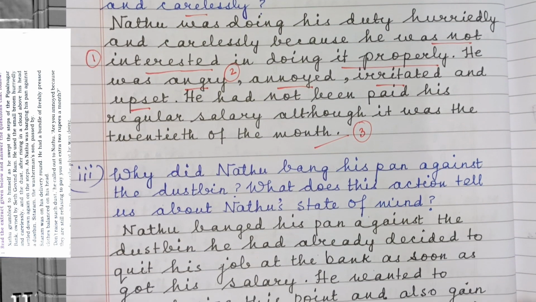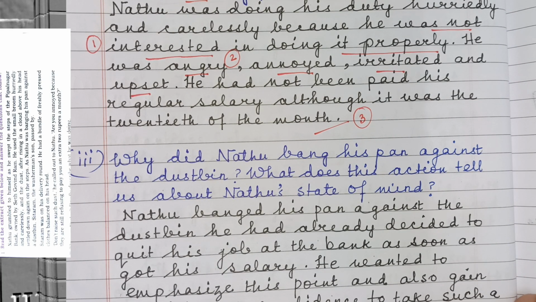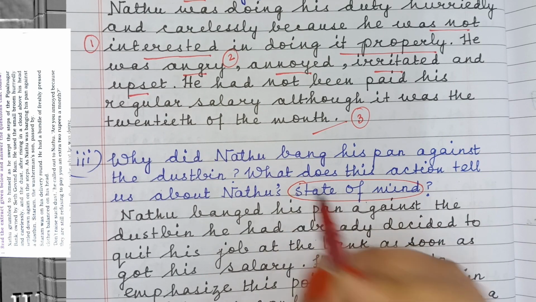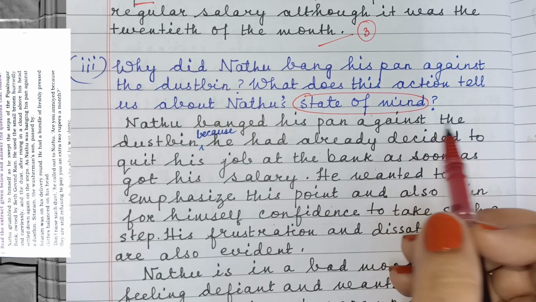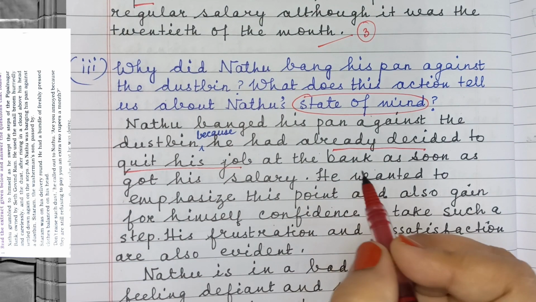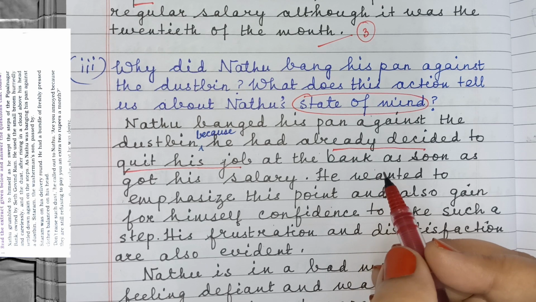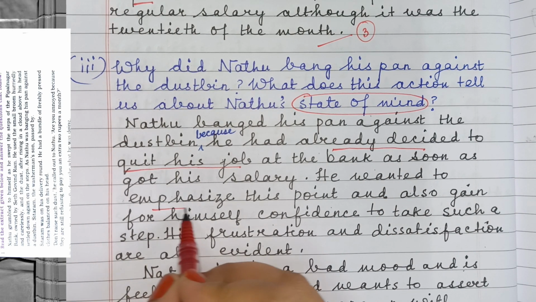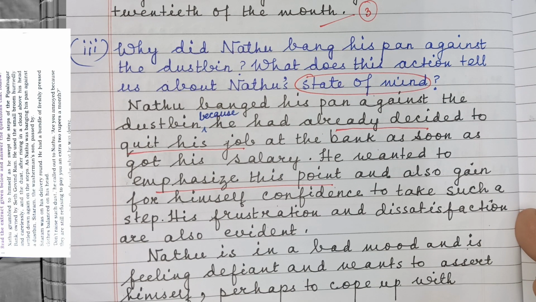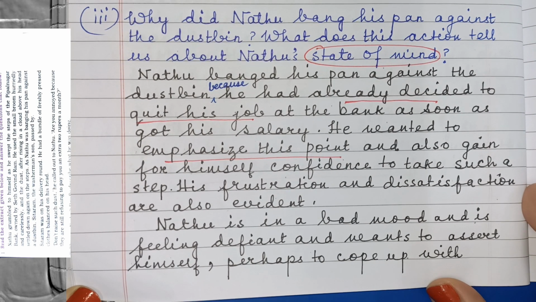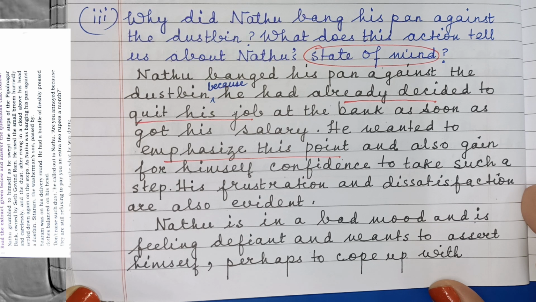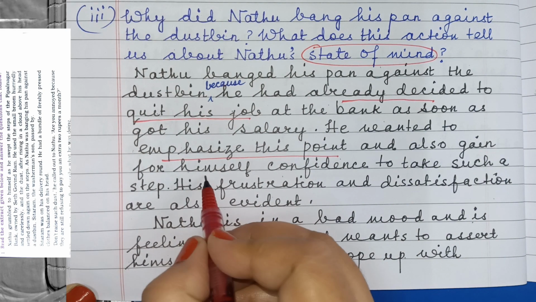Why did Nathu bang his pan against the dustbin? What does this action tell us about Nathu's state of mind, his mental state? Nathu banged his pan against the dustbin because he had already decided to quit his job at the bank as soon as he got his salary. He wanted to emphasize this point. वो अपने आप से ही बात कर रहा था. मैंने तो सोच लिया है बैंक में और काम नहीं करूंगा. And he wanted to assert himself by banging the pan against the dustbin and also gain for himself confidence.